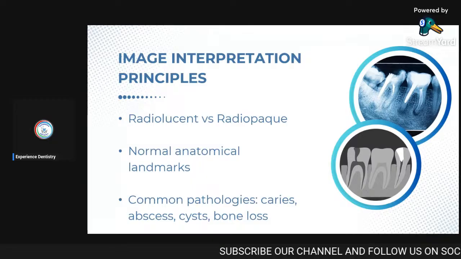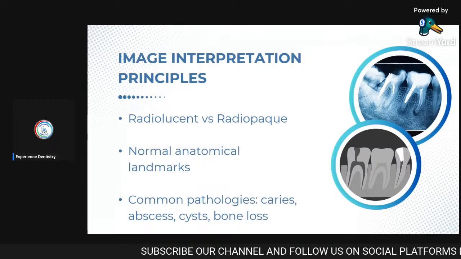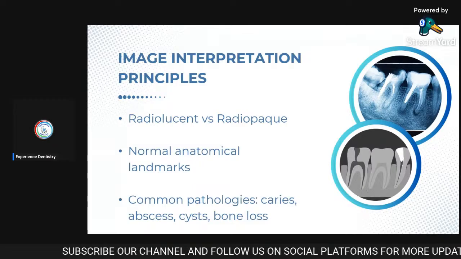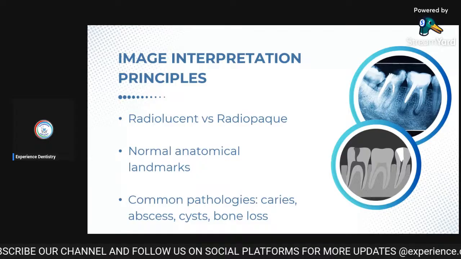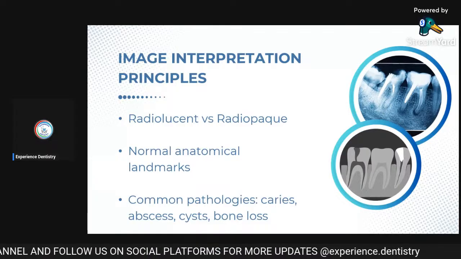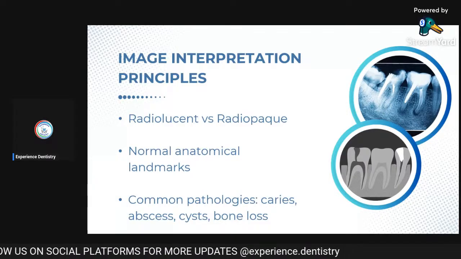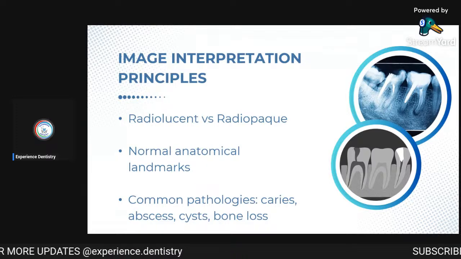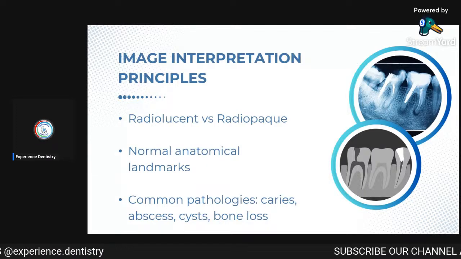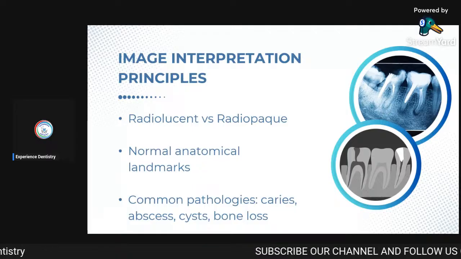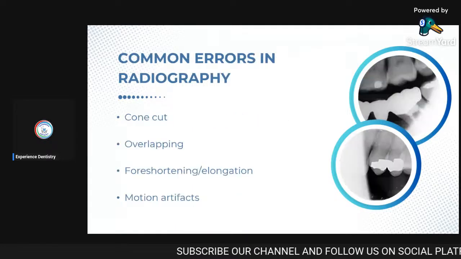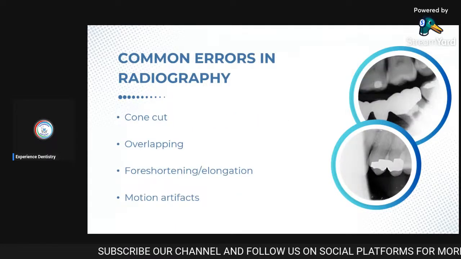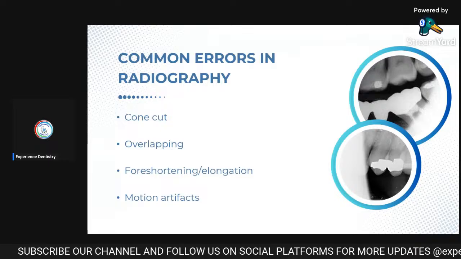Then you need to see the normal anatomical landmarks when you are viewing the X-ray. Okay, then you can assess whether there is any problem in the dental tissue or not. Either there is a pulp problem or there is a bony problem. Okay, you can see the common pathologies: caries, abscess, cyst, and bone loss. So this is a very important thing that I want you guys to know about.